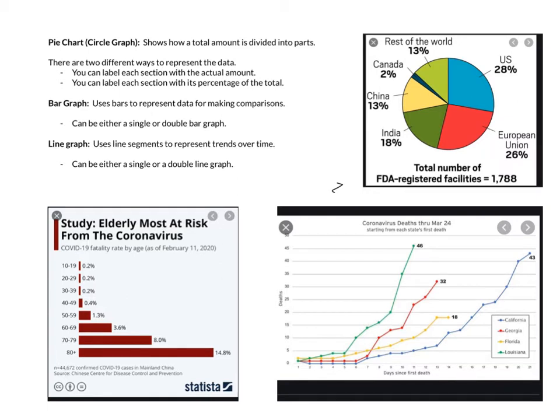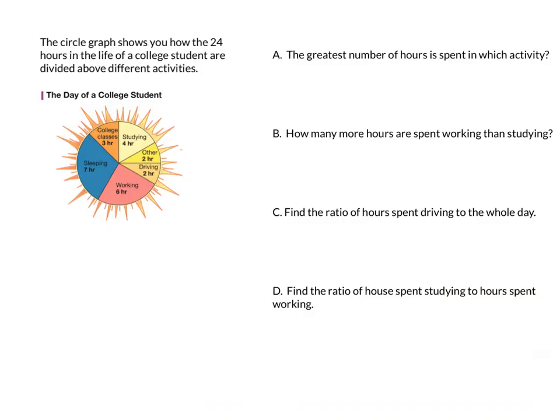Okay, so now that we've seen some examples of this in terms of coronavirus, let's see what we can do with this data. We're going to go into some stuff that's a little bit more enjoyable to talk about. Okay, so let's start with circle graphs. The circle graph indicated here shows you how the 24 hours in the life of a college student are divided among different activities. And of course, this is going to be without coronavirus.